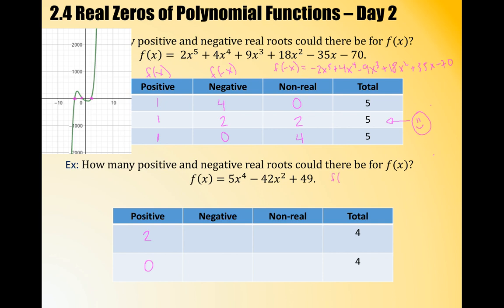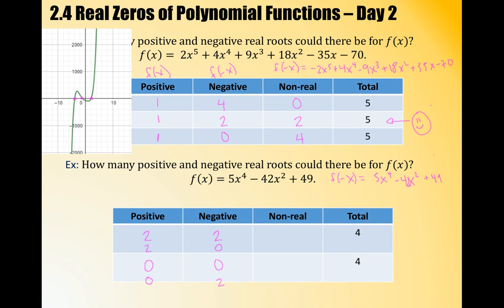What about if you do f of negative x? You're going to have 5x to the 4th minus 42x squared plus 49. My goodness. It's the same thing. It's an even function. 1, 2. So there could be 2 negative or no negative. I'm missing a few here. So I could also have a combination of 2, 0 or 0, 2. So I could actually have 4 different pairings here.